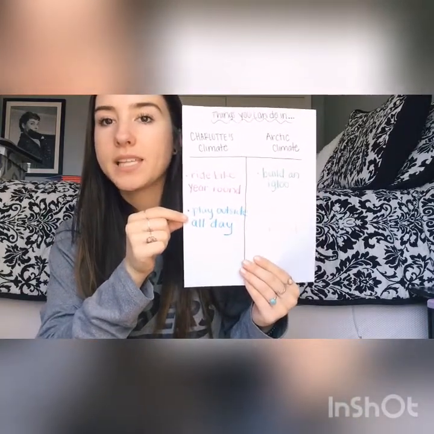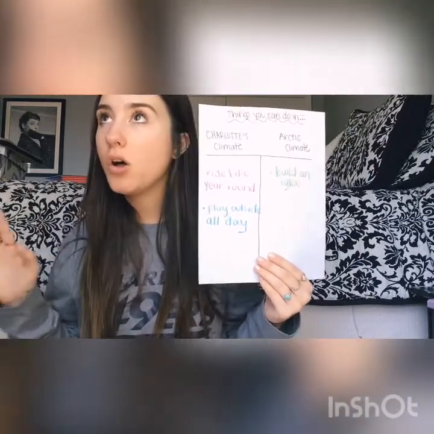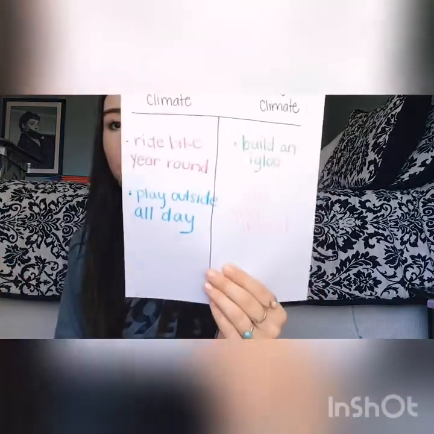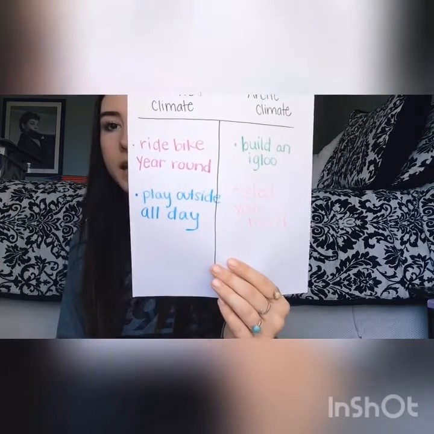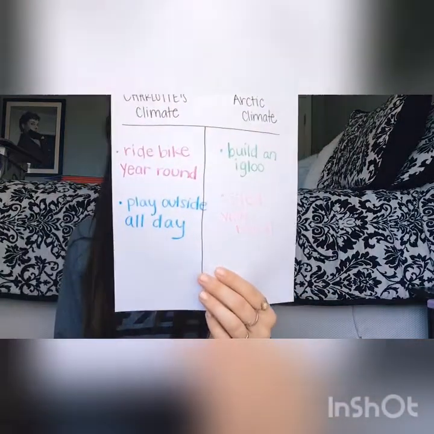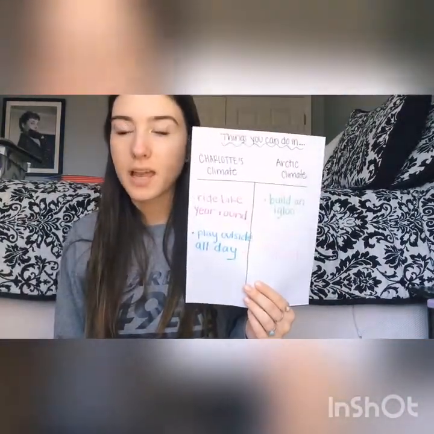Another thing I have is that you can play outside all day long in Charlotte. There is always pretty weather. If it's raining, you can still splash in those puddles. It's never too cold to where you're gonna freeze if you go outside. So those are some fun things about Charlotte's climate.